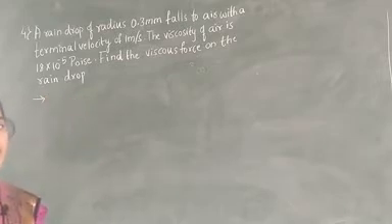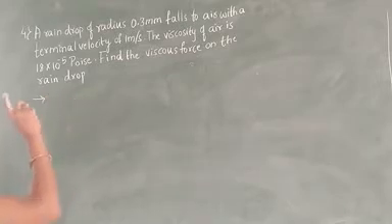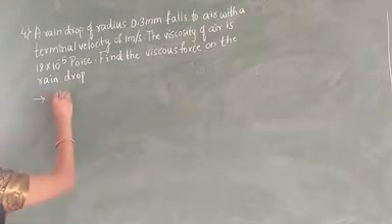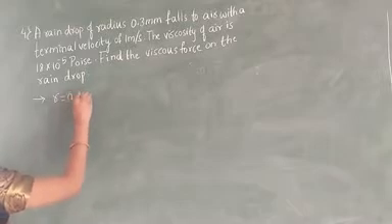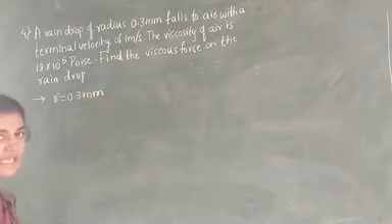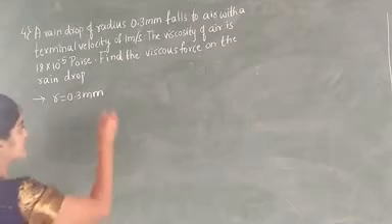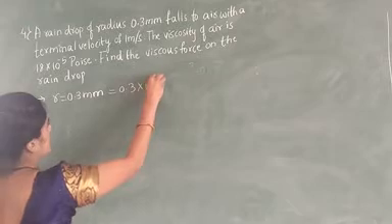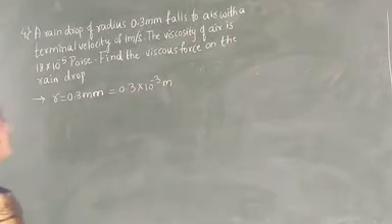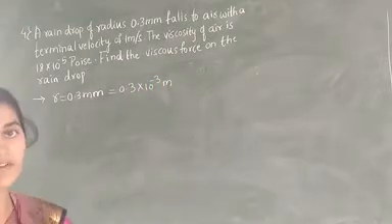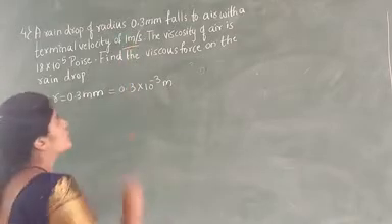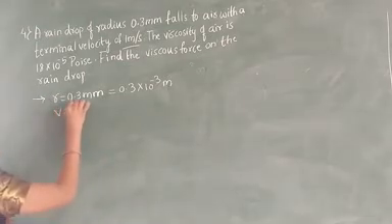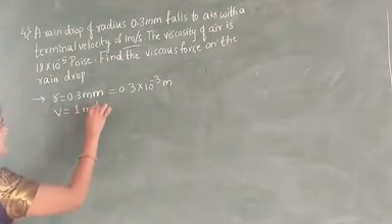Now let us consider the given terms. They have given that the radius R is equal to 0.3 millimeter, or this can also be written in meter as 0.3 into 10 raised to minus 3 meter. Next, they have given the terminal velocity, that is V is equal to 1 meter per second.